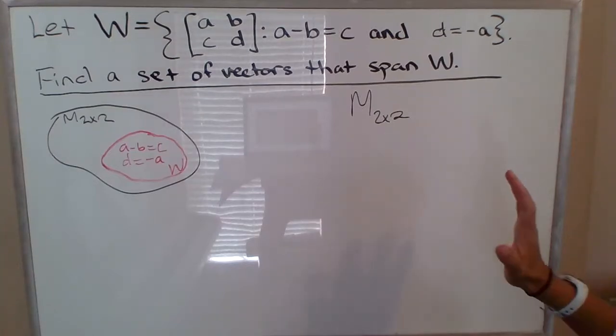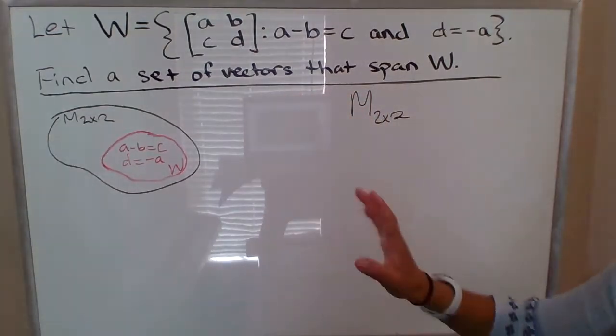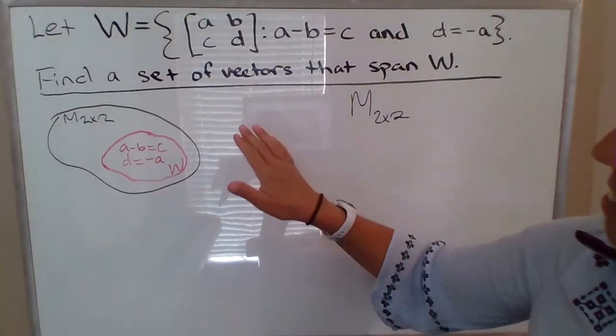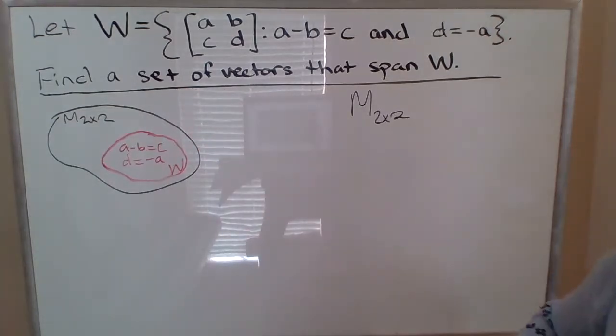Okay, but I'm getting away from the actual question that I put on here. I'm happy for that little discussion, but let's answer the specific question here. Find a set of vectors that span W. The way we could approach this is to take these equations.